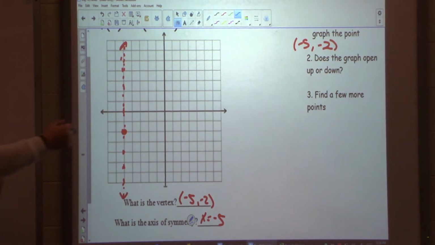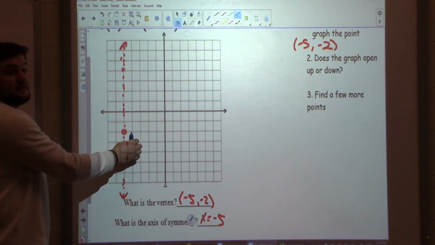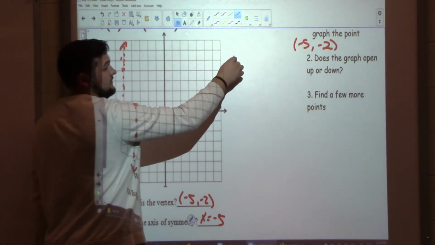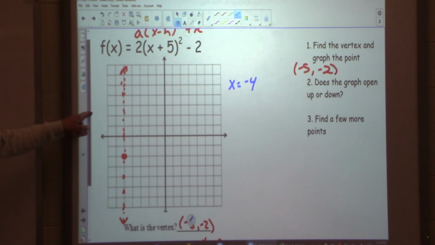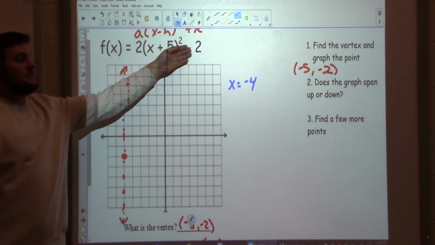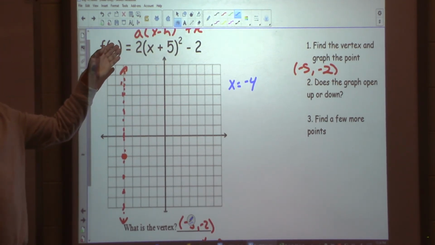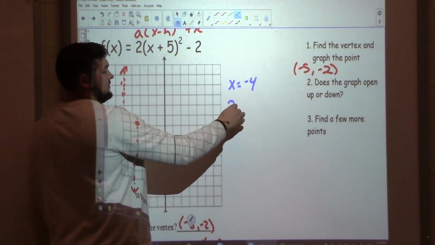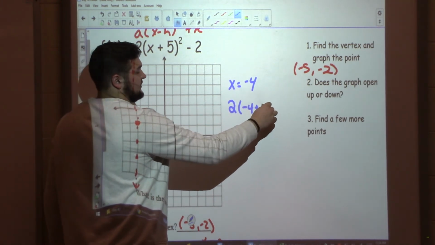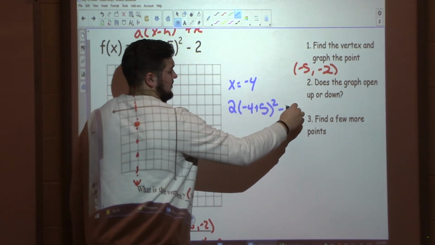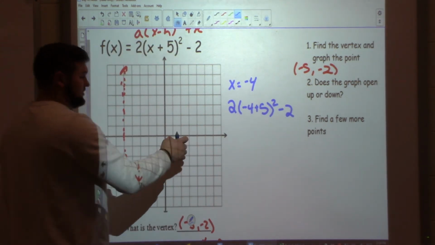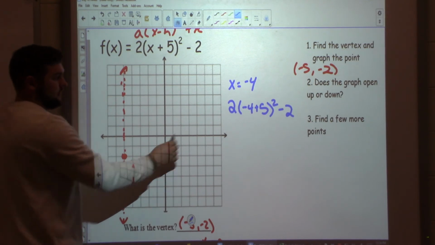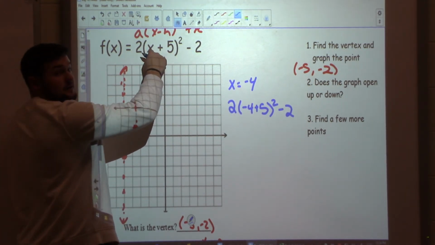If I'm at x equals negative 5 and I go 1 to the right, I'm at x equals negative 4. I'm going to take that value and plug it into my equation to figure out my y value. So I'm going to get 2 times negative 4 plus 5 squared minus 2. I took the x value, 1 to the right, and plugged it into here.